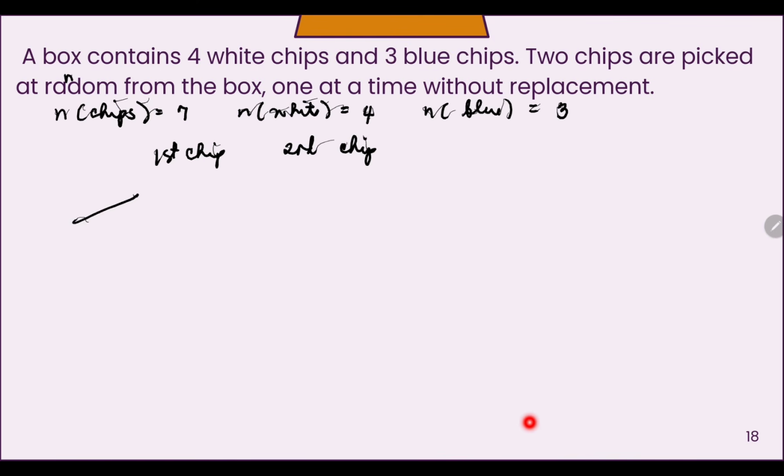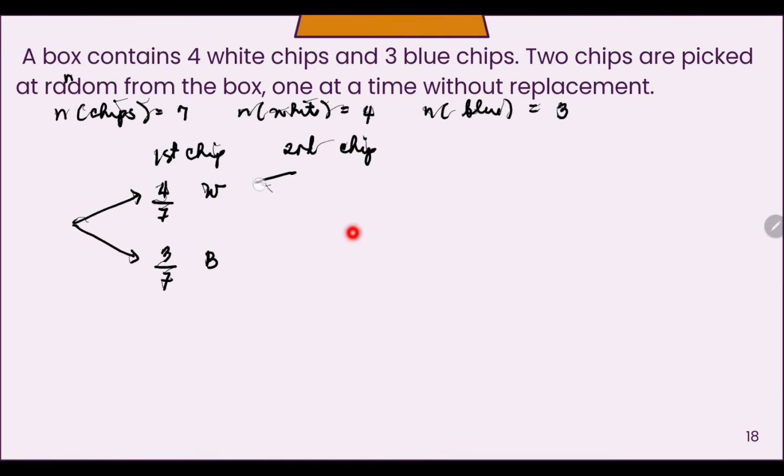So for the first chip, the probability that you are going to get white is 4/7. What is the probability that you're going to get a blue chip? There are 3 out of 7. So you have 3/7. That is for the first chip. Remember, once you got already the chip, you don't replace it.